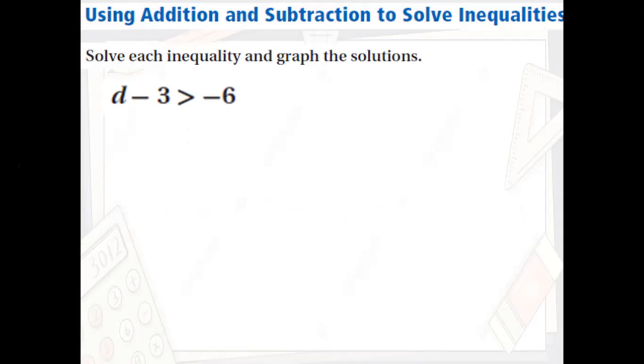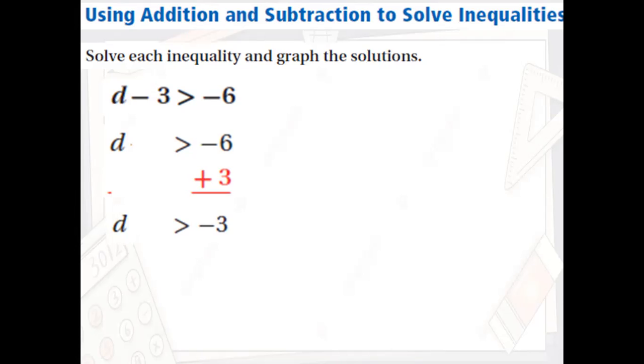Now this again is d minus 3 is greater than negative 6, which means you need to remove the negative 3 to solve the inequality for d. So d is going to be greater than negative 6 plus 3. How did it become plus 3? Because it was on this side of the inequality, so we need to add 3. So negative 6 plus 3 will give you negative 3. So d is greater than negative 3.